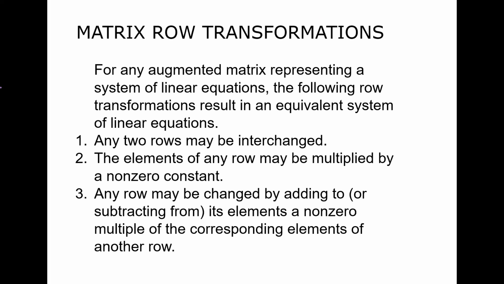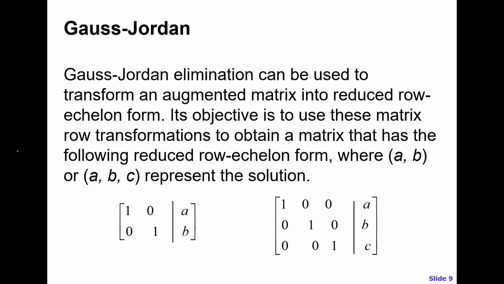Any two rows can be interchanged, so we can switch two rows, doesn't matter which one is top and which one is bottom. The elements of any row may be multiplied by a non-zero constant and it doesn't change anything. And any row may be changed by adding to or subtracting from its elements a non-zero multiple of the corresponding elements of another row. So really what we're doing is solving a system of equations, and all the things we did there we're doing with a matrix, but now it's in a different format. It's the only thing that's different.